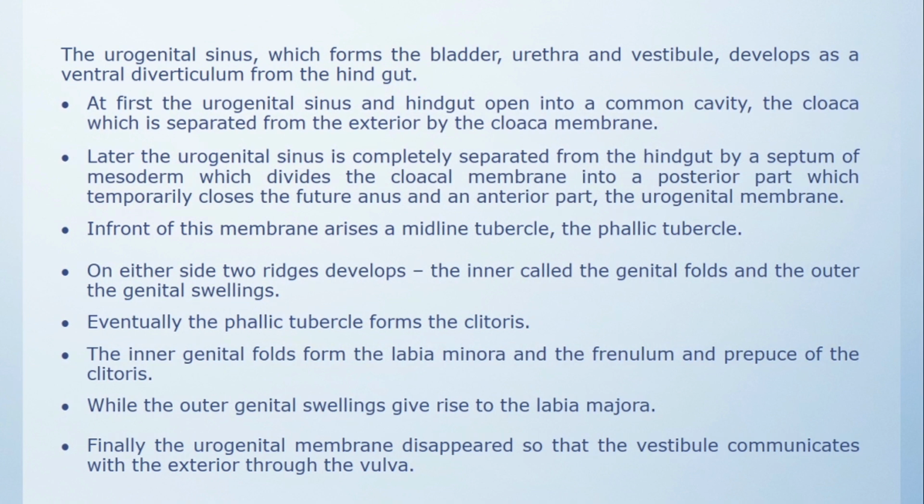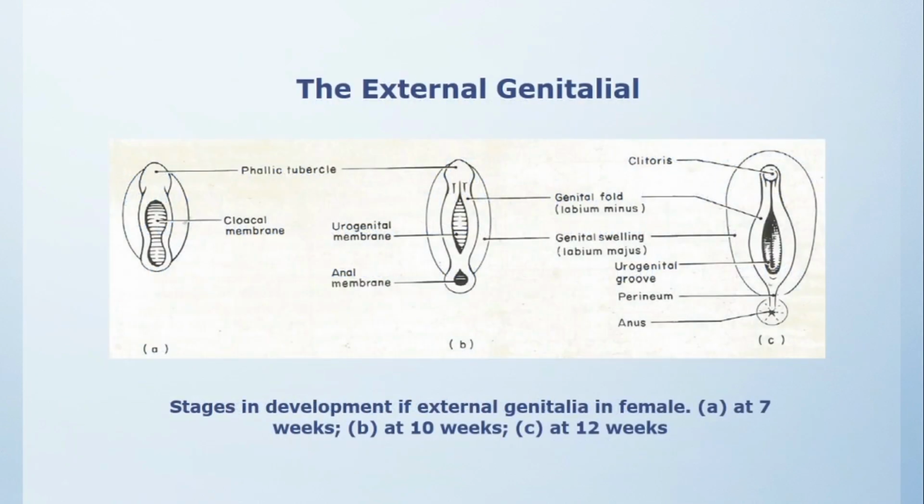On either side, two ridges develop: the inner ridge called the genital folds, and the outer ridge called the genital swelling. Out of this, you have the inner fold, a longitudinal ridge, the genital fold, which is inner, and the outer, called the genital swelling. This is the genital swelling, and this is the inner ridge.